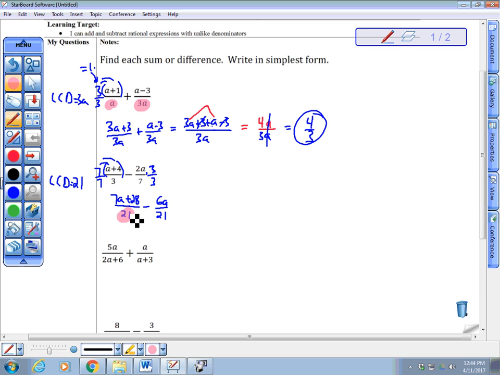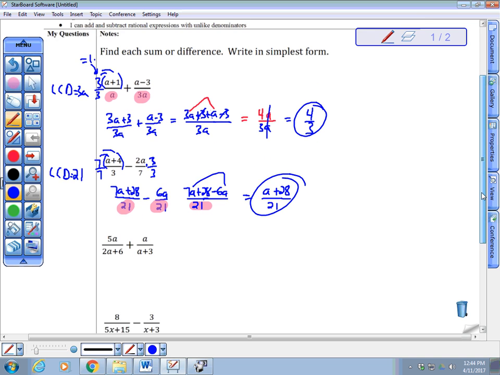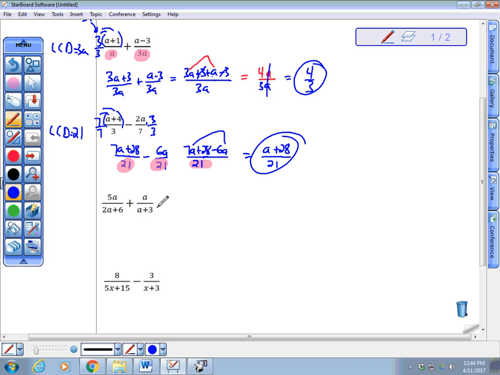Having a common denominator of 21 means we will keep the 21 and then just add the top. 7a plus 28 minus 6a. Like terms of a gives me 6 taken away from 7, which is 1a plus 28 over 21. Nothing will cancel because of the plus sign in front of the 28.